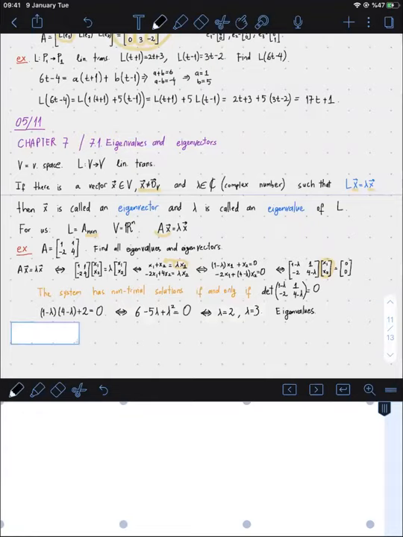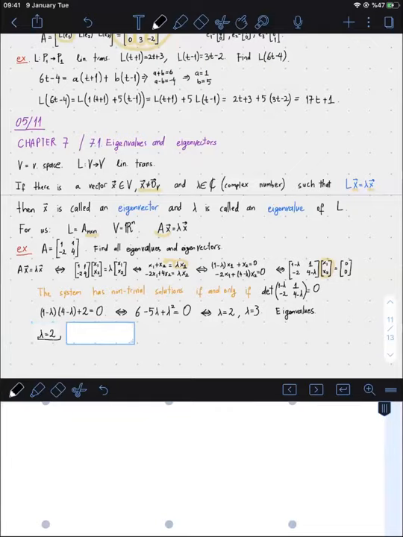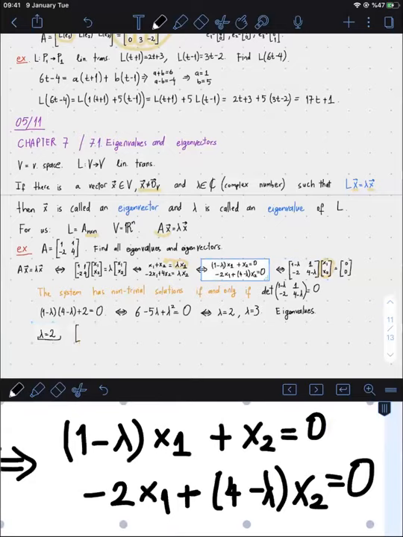Okay, so once we find the eigenvalues, we need to find the corresponding eigenvectors. So for lambda equals 2, what are the corresponding eigenvectors? So how do we find eigenvectors? What we do is, in this matrix, we plug in lambda equals 2. So in which matrix? In this matrix, okay? Here, I plug in lambda equals 2 and I try to find x1 and x2.